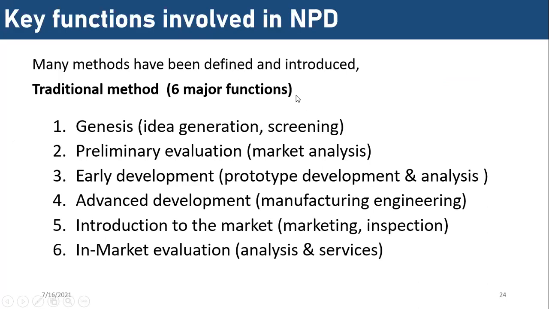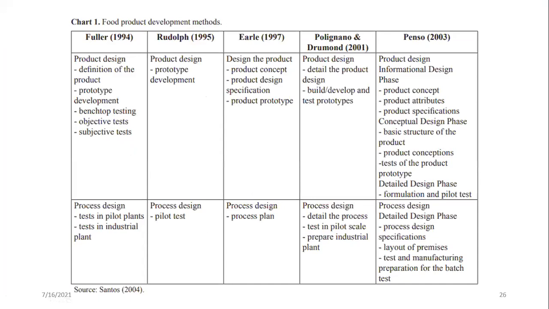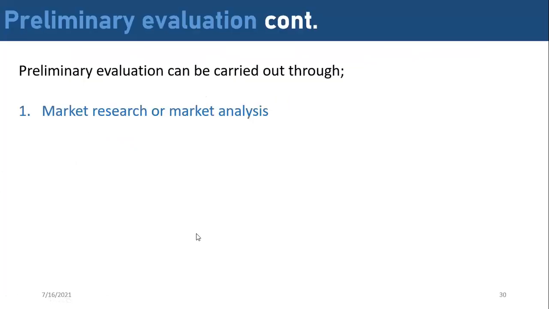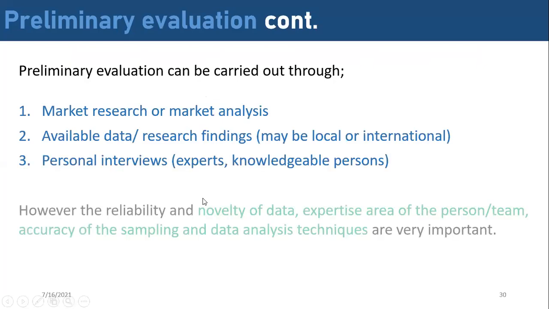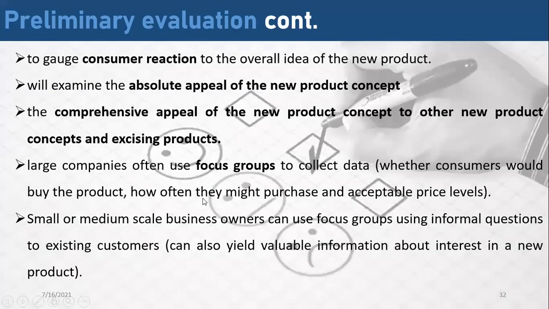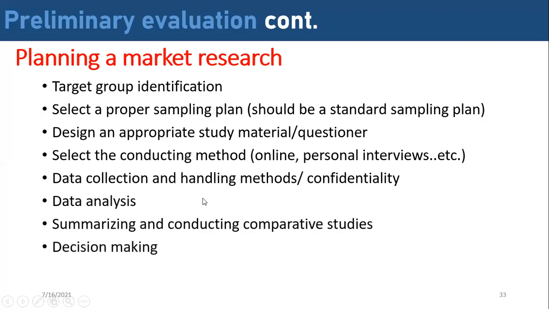Then there are two methods we have discussed: traditional methods and modern methods. There are six steps in the traditional method, but four steps in the modern method. Okay, then the first step is screening, then preliminary evaluation, and how to do a market survey, why we need to conduct market surveys. Likewise, how to plan a market survey, we have discussed. I think these things are easy to understand. So shall we move to the next part?